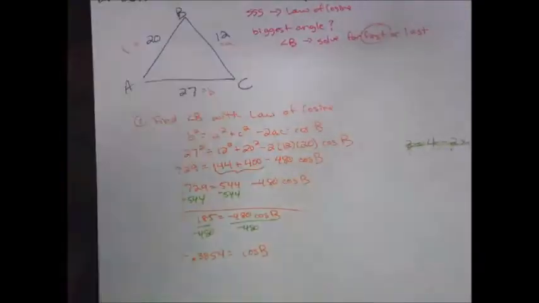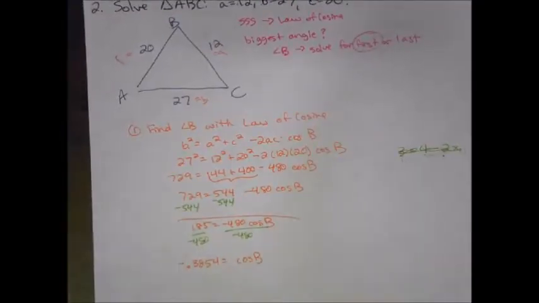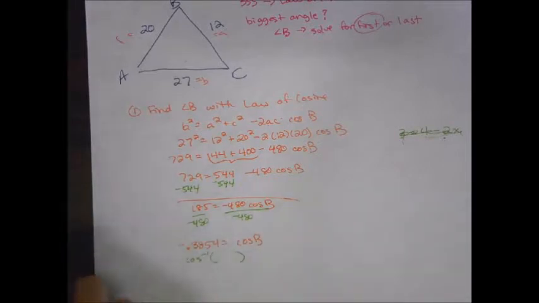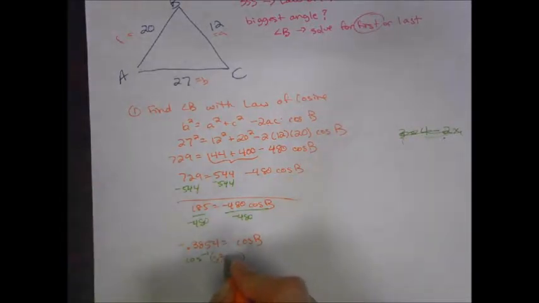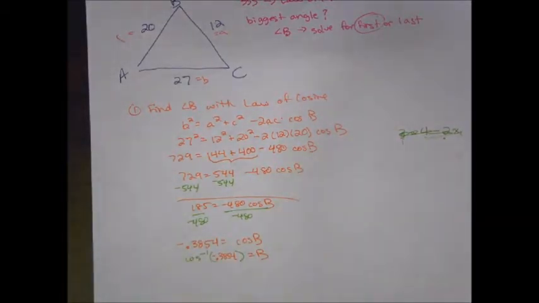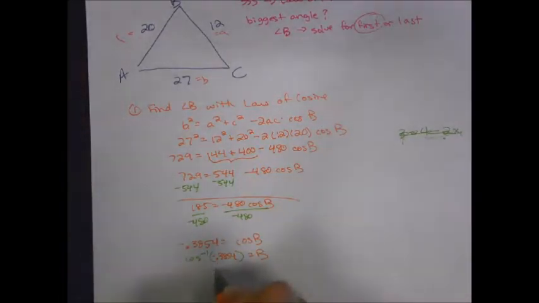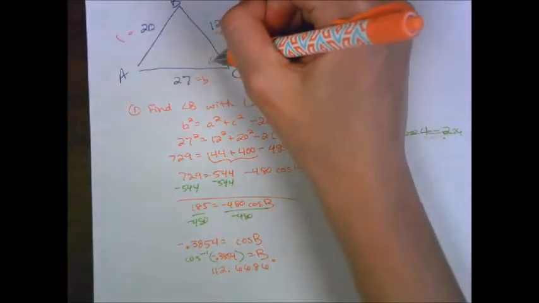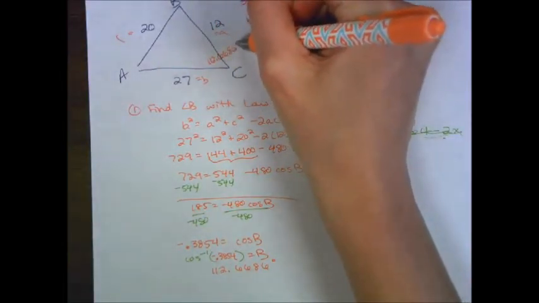All right. How do we get rid of this cosine B? We take the inverse, and I get 112.6686 degrees. Let's write that in our picture.